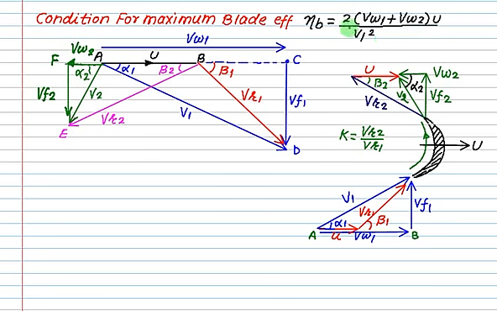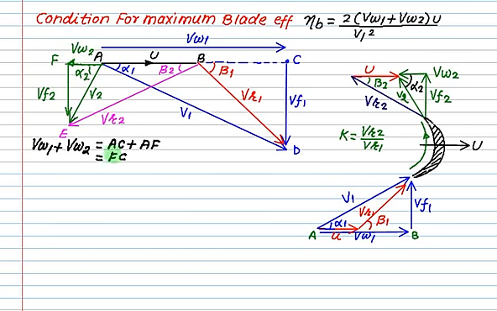First of all, you have to investigate on which parameters your blade efficiency depends. Whether it is dependent on VW1, VW2, U, V1, or only on the ratio of U and V1. For this, we take the help of this figure. Now VW1 plus VW2: VW1 is equal to what? AC, and VW2 equals AF. So VW1 is from here to here, that is A to C, and VW2 is from A to F. So AC plus AF equals what?